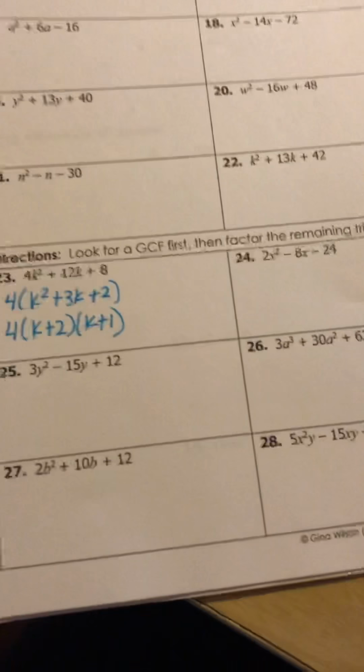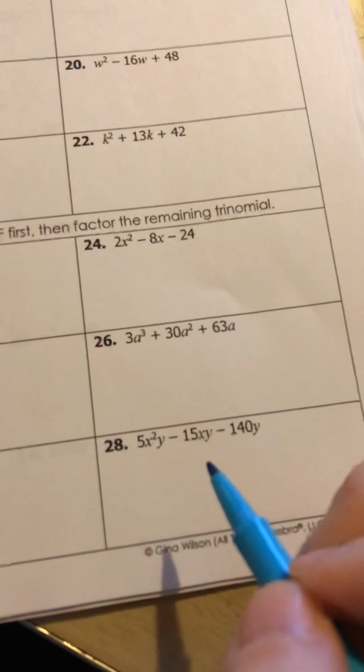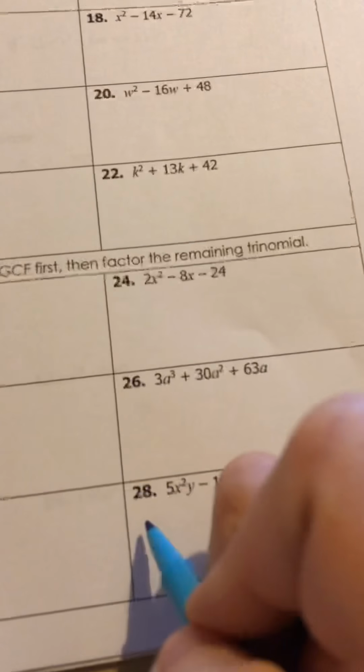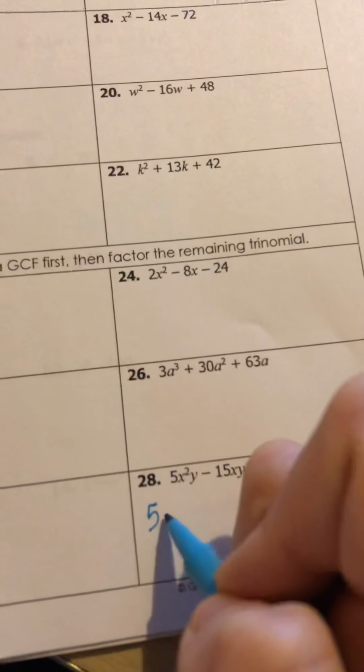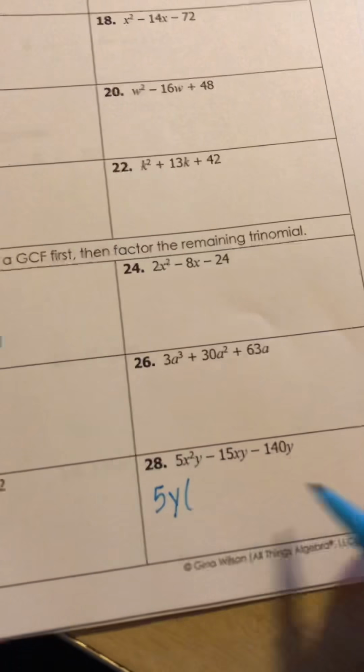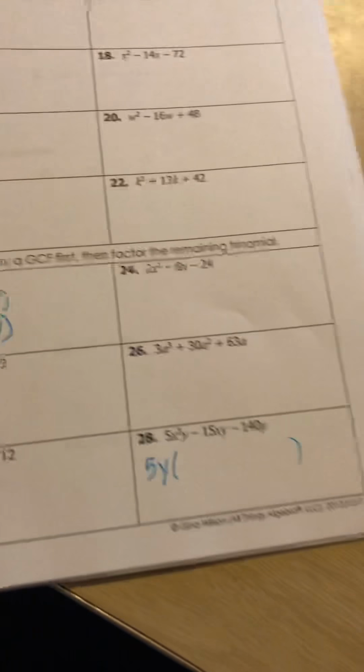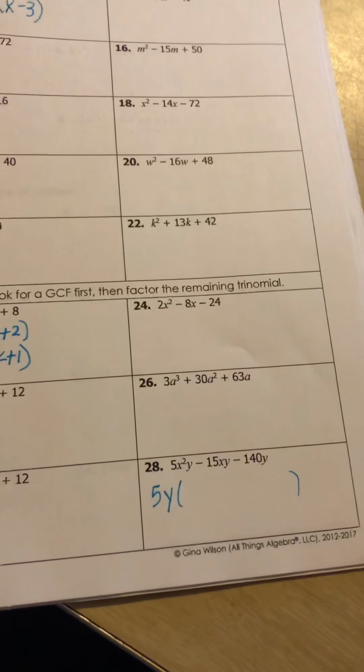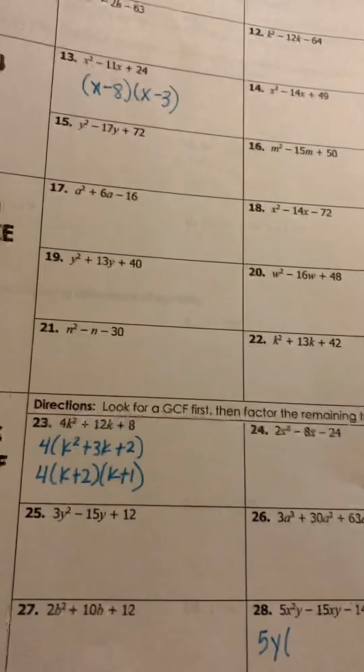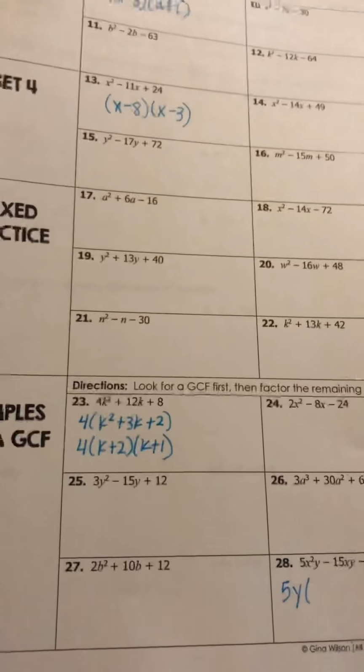This one maybe has a harder GCF. I'll get you started with that. You're going to have a 5, and it looks like a y, right? So then factor your GCF and then find your 2 binomials. All right, I buzzed through that really fast, so hit me with any of your questions as you work through them.